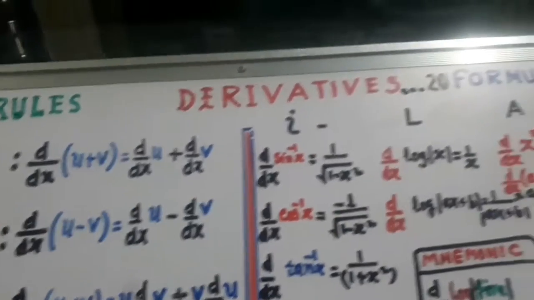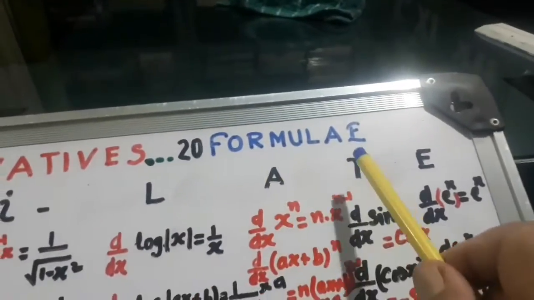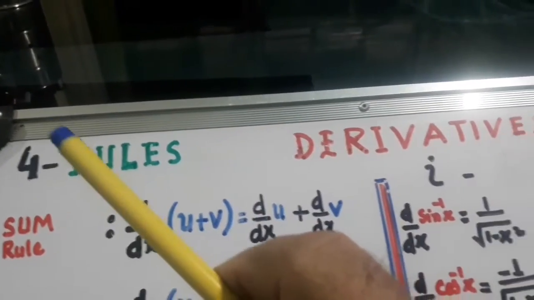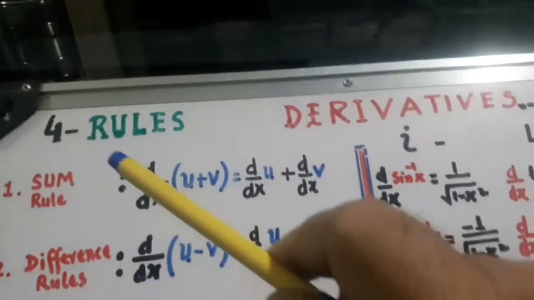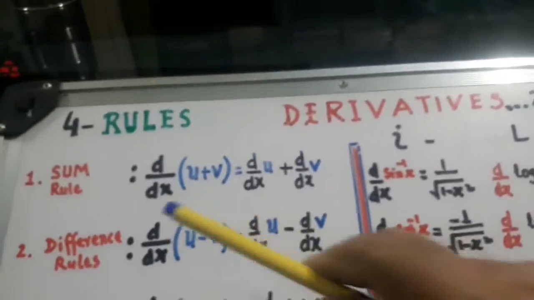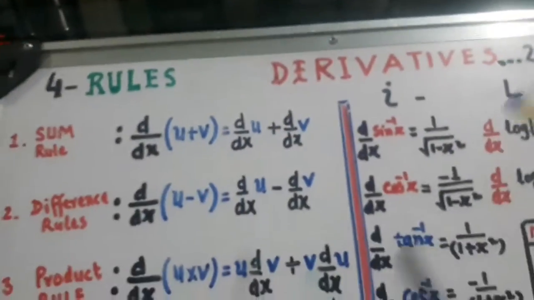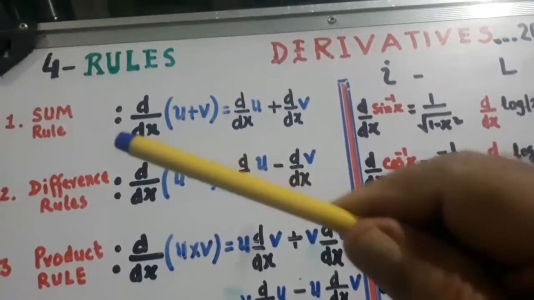Formulae on differentiation. There are 20 formulas and 4 rules. 4 rules, 20 formulae. Shriman 420. It is 4, it is 20, it is 420. So now the 4 rules are: number 1, sum rule.